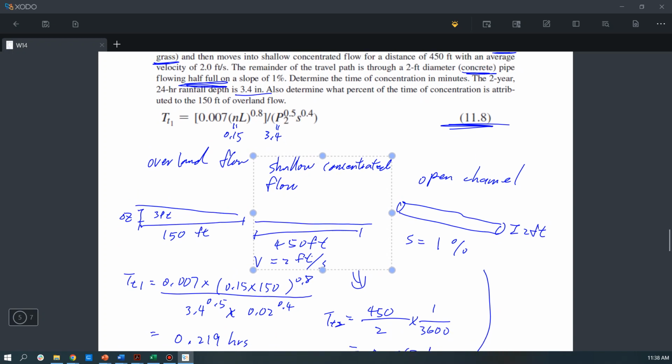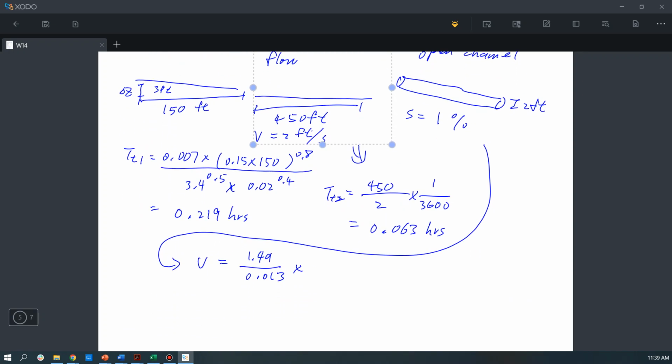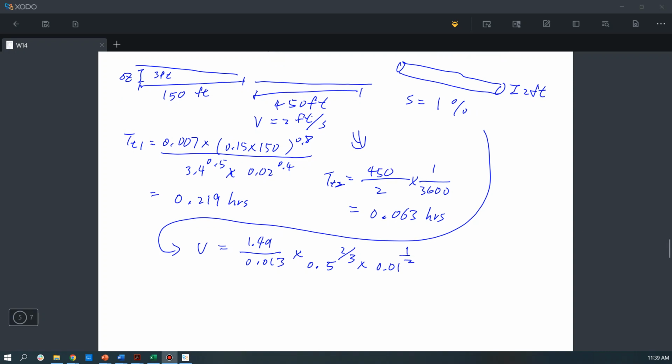okay, so the hydraulic radius for the half full pipe is 0.5 to the power of 2 over 3 times the slope. Slope is 1%. So 0.01 to the power of 1 over 2. And we can get the velocity is equal to 7.22 feet per second.